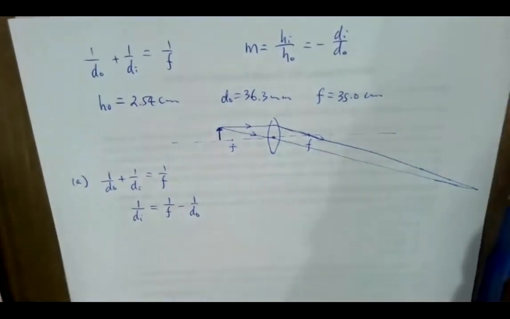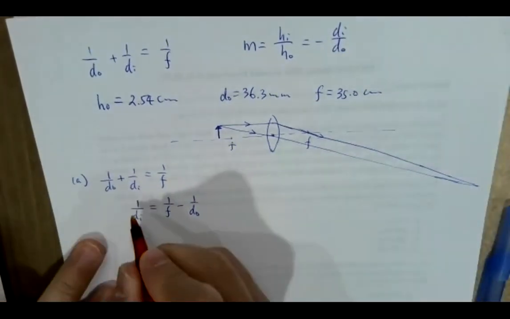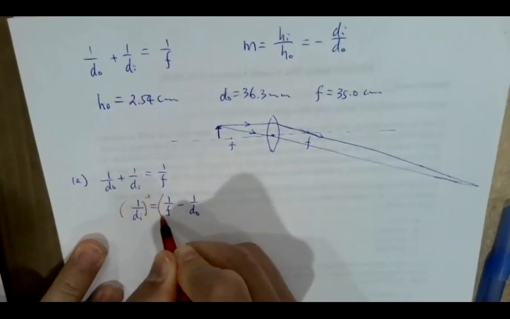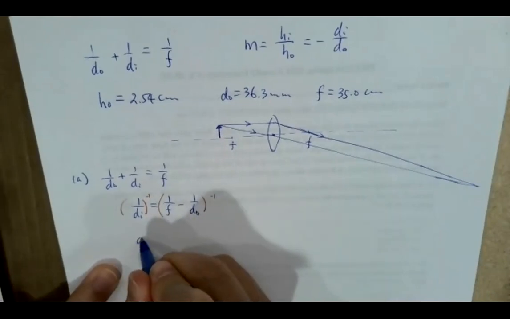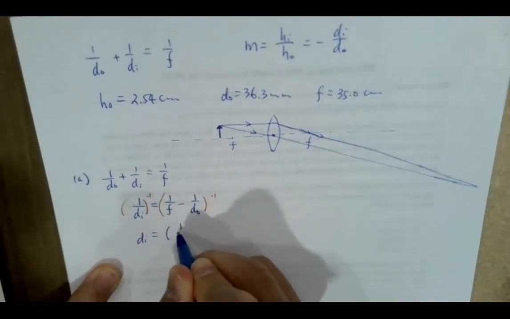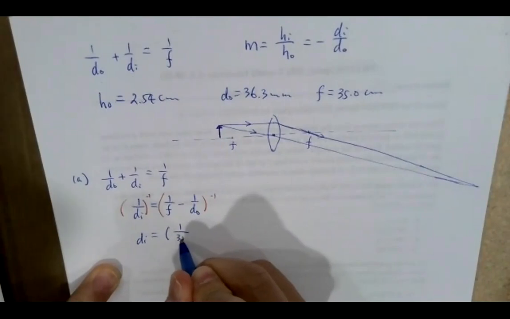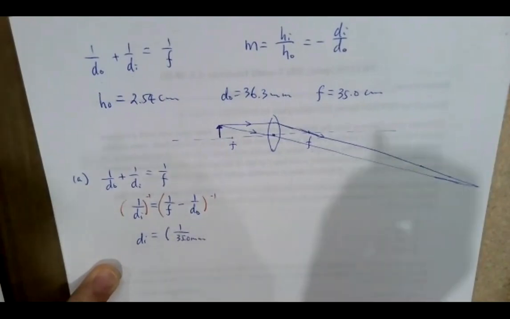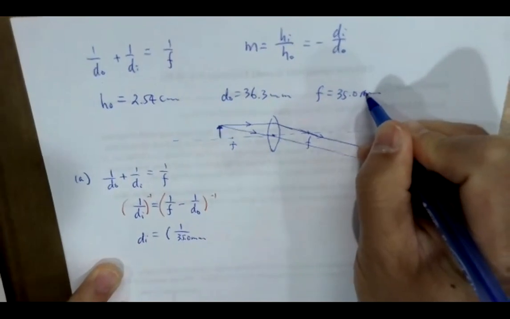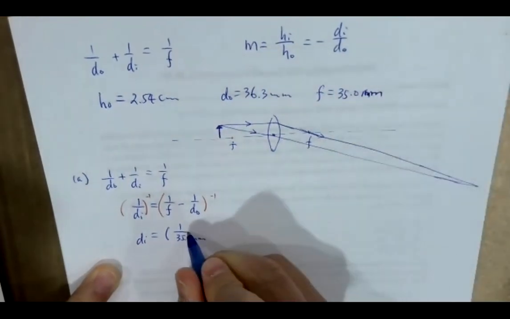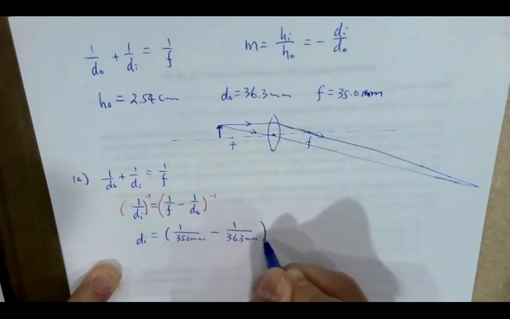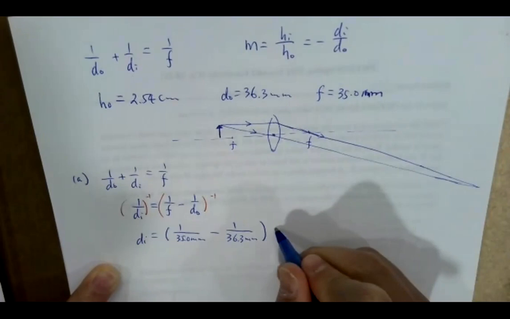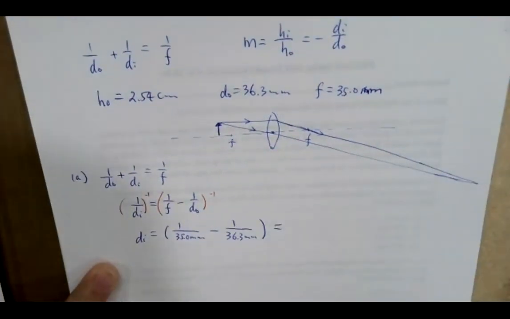Okay. To solve for your DI, this is 1 over it, so you do the inverse of that. That should be equal to the inverse of the other side. So DI will be equal to 1 over F, 35.0 millimeters. Sorry, that should be millimeter as given. And minus 1 over 36.3, also in millimeter. Okay. And you do the inverse of it.